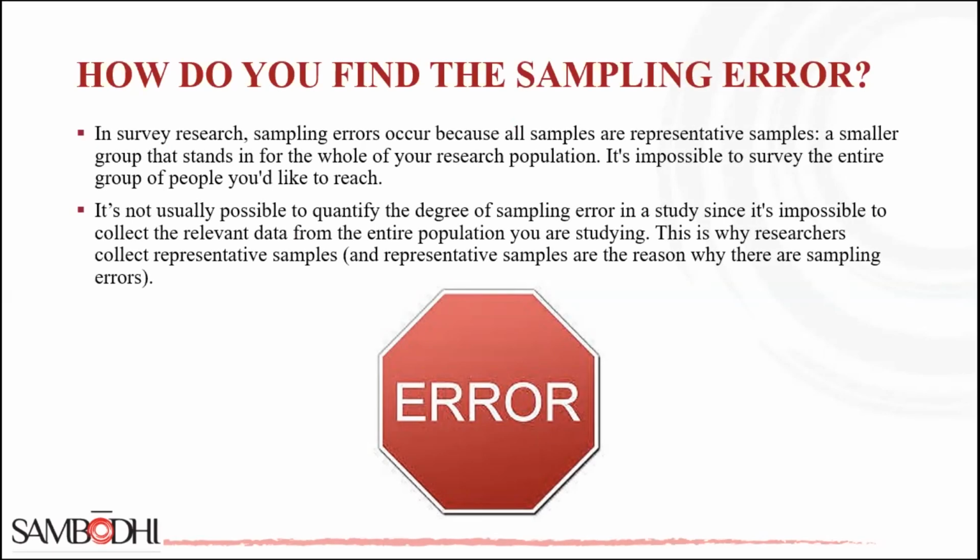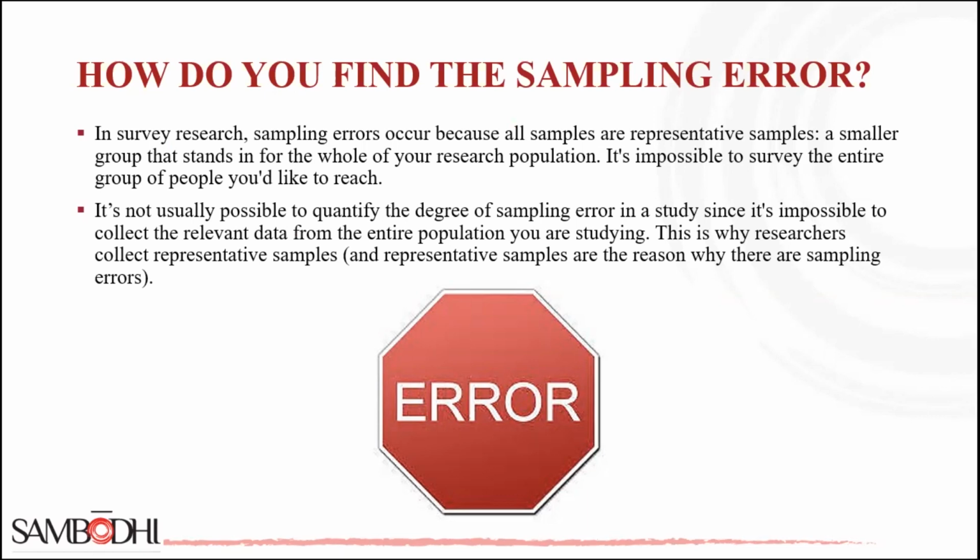How do you find the sampling error? Sampling errors are deviation in the sample values. In survey research, it occurs because all samples are representative samples, a smaller group that stands in for the whole of your research population. It is really impossible to survey the entire group of people you'd like to reach.